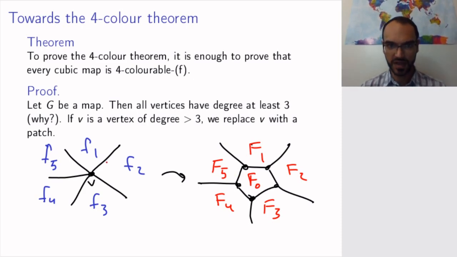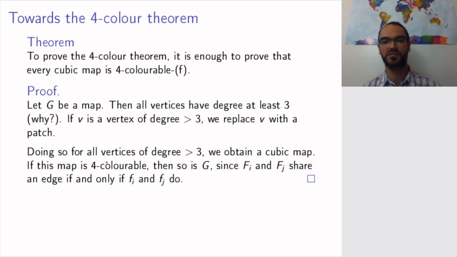Doing this for every vertex of degree more than 3, you get a cubic map, and if that map is 4-colorable, then so is the original map for the reasons that I mentioned with edge sharing between the red faces and the blue faces. Okay, so this theorem tells me that instead of dealing with random maps, if I want to prove the 4-color theorem, it's enough to deal with cubic maps, maps where all vertices have degree exactly 3.